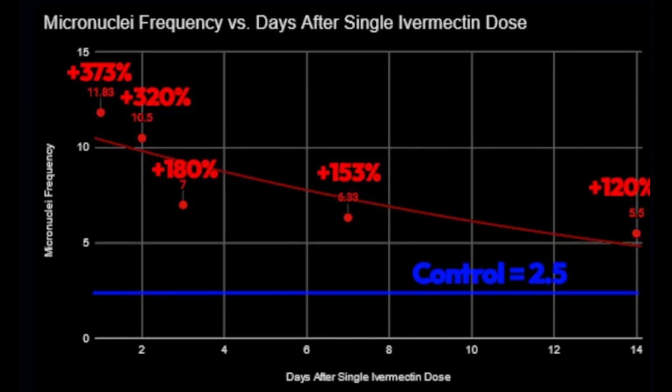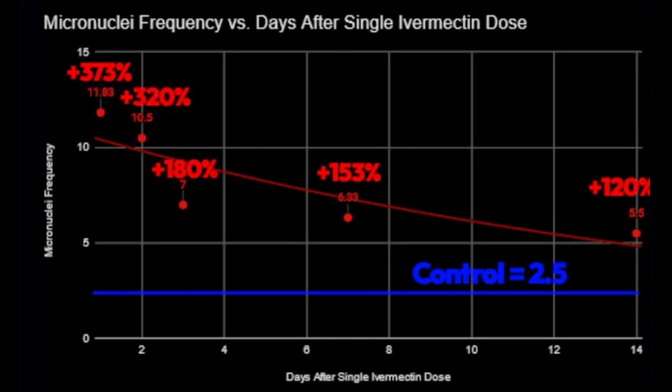There's supposed to be just one big nuclei per cell. And micronuclei is a sign that something's very wrong. And this can be a sign of genotoxicity. So what we see versus the control level of 2.5, these massive increases over the control. So on the first day, plus 373% over the control. The second day, still up 320%. The third day, plus 180%. On day 7, plus 153%. And 2 weeks out from the injection, the micronuclei frequency are still up 120%.